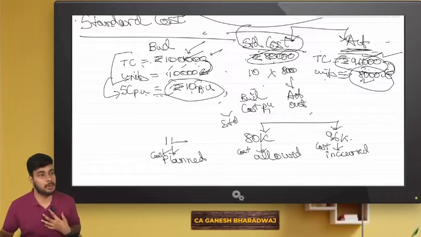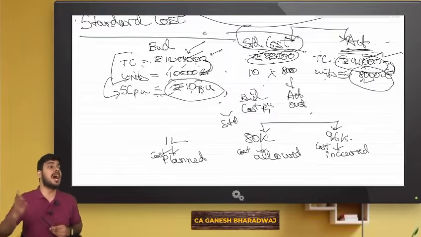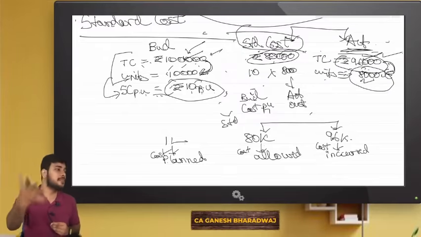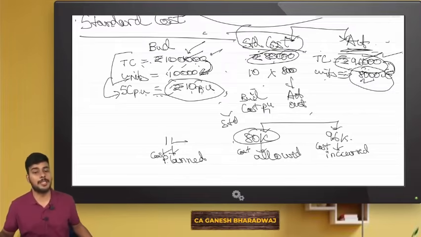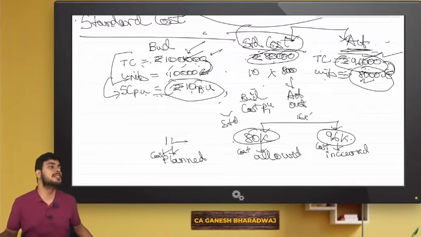And now this 80,000 can be compared with 96,000. Actually, this guy is inefficient. He should have spent only 80,000. He has spent 96,000. There is an adverse variance to the extent of 16,000.